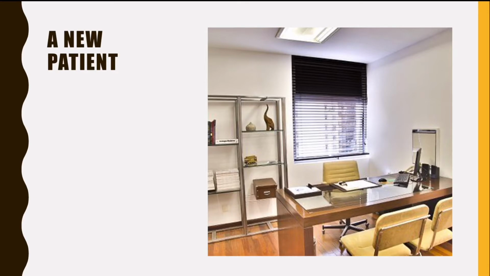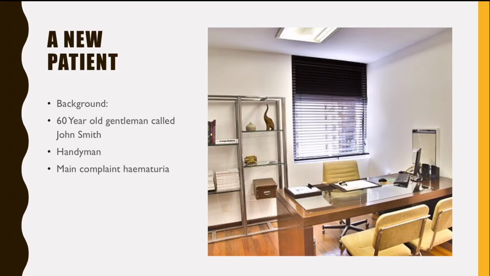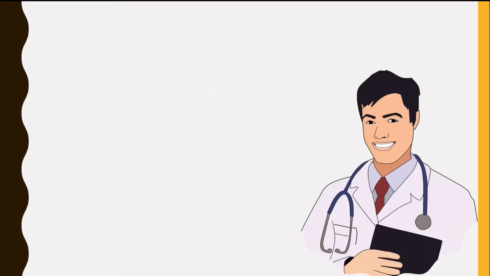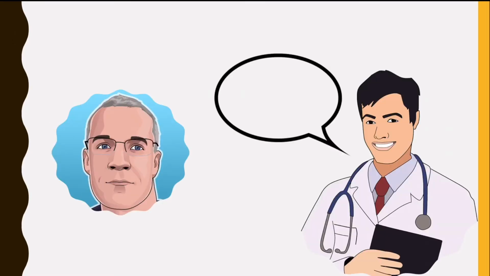In this video we're going to cover a case study or a case scenario of hematuria. So you are in a GP setting, in your office, and you're asked to see a 60-year-old gentleman called John Smith. His main complaint is hematuria and he's a handyman. So you allow the patient into your office, he comes in and you ask your classic open question, how can I help you today?